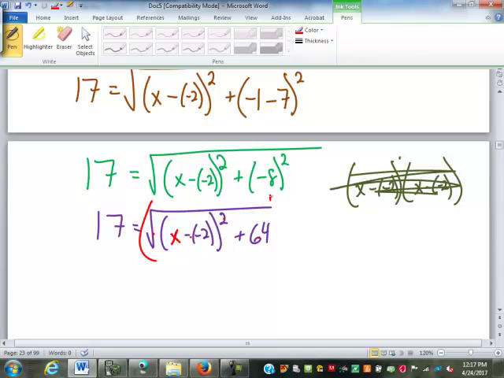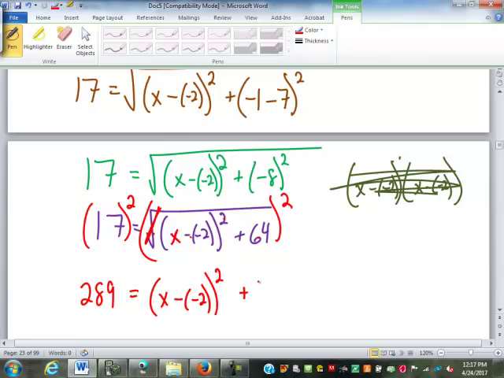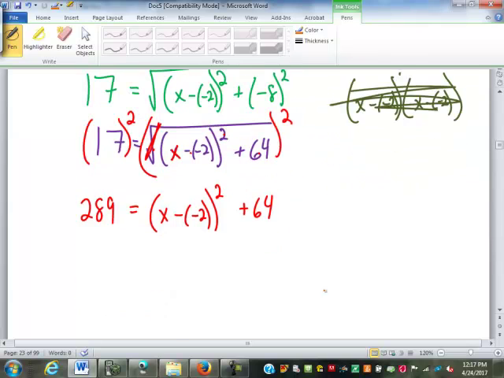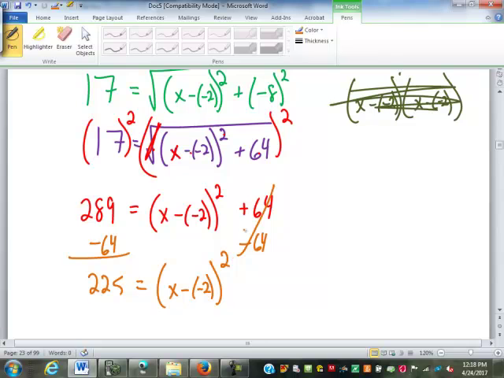We're going to undo the square root by squaring it. Of course, we square the opposite side as well. 17 squared is 289. Over here, it's just canceled out. The square root symbol is gone. So now we have x minus a -2 squared plus 64. Now I'm going to go ahead and subtract the 64. So 289 minus 64 is 225. Over here it's gone, so I just have x minus a -2 squared.